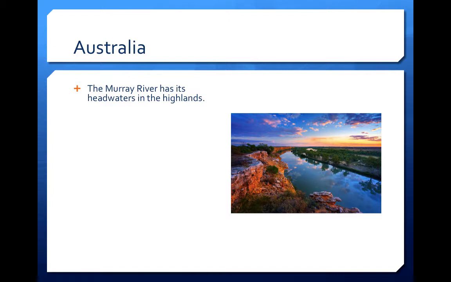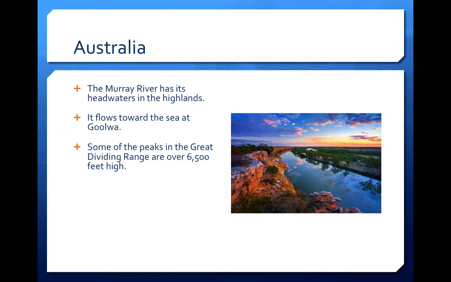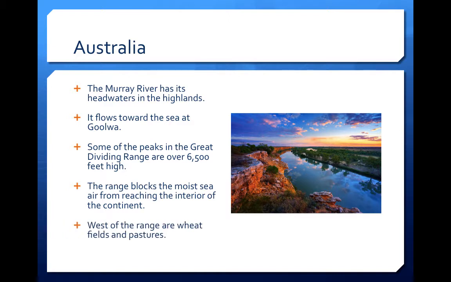The Murray River has its headwaters in the Highlands. It flows toward the sea at Goolwa. Some of the peaks in the Great Dividing Range are over 6,500 feet high. The range blocks moist sea air from reaching the interior of the continent, so that west of the range are wheat fields and pastures, and they can do well there.